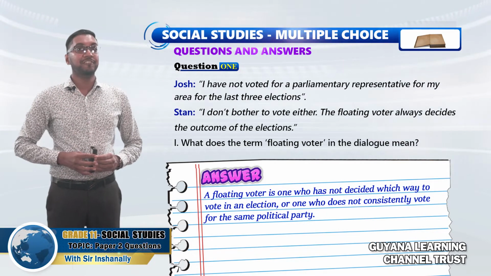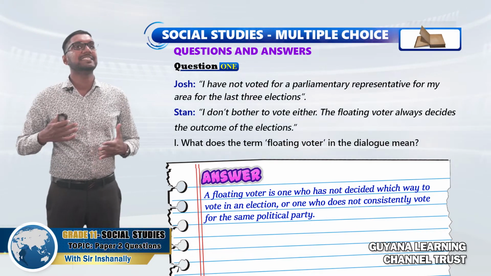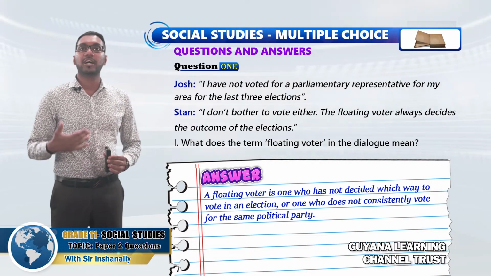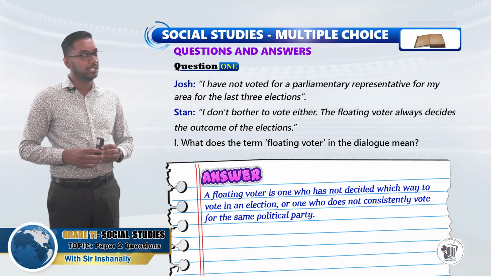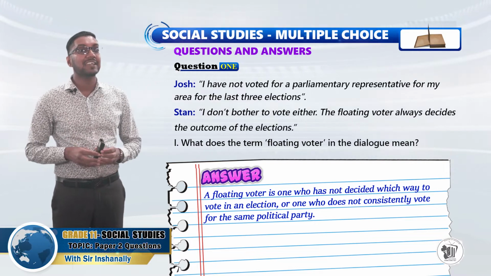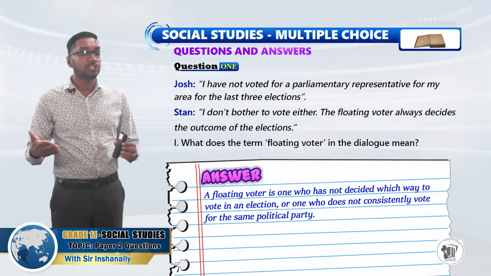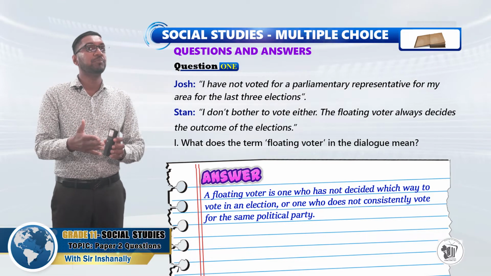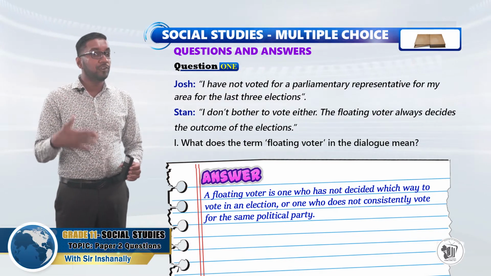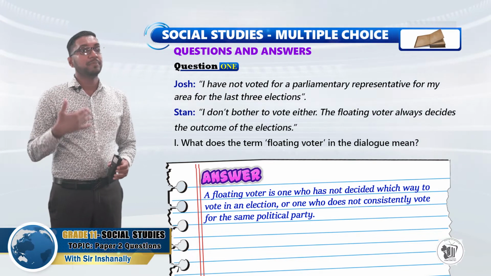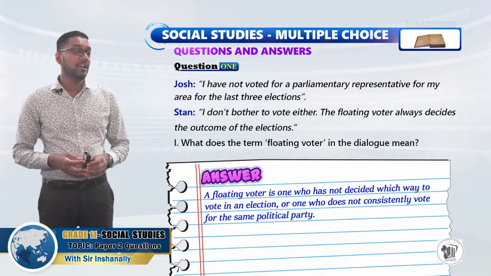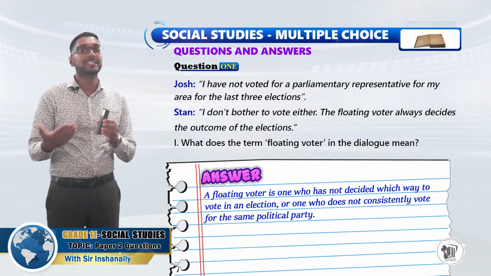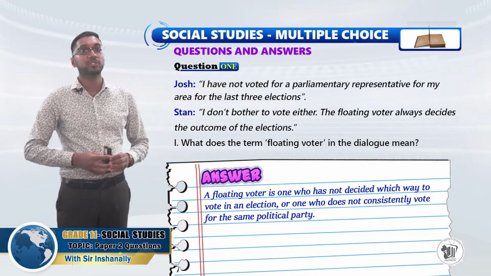Did you say that a floating voter is one who has not decided which way to vote in an election, or one who does not consistently vote for the same political party? Yes, that is correct. A floating voter is one that is not an ardent supporter of any one political party. A floating voter usually makes a last-minute decision, or takes his or her time before deciding who really to vote for.